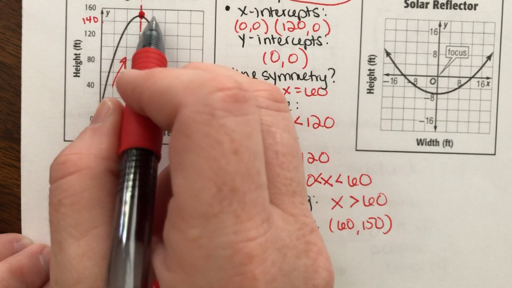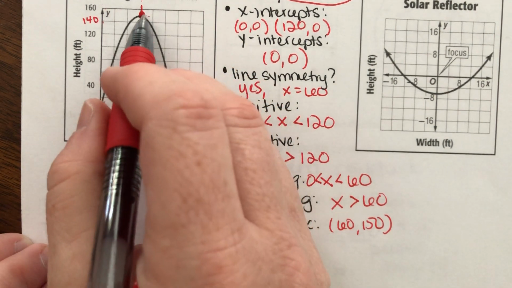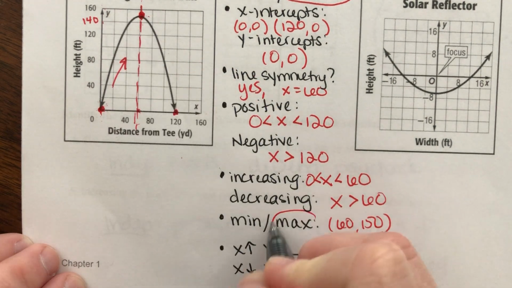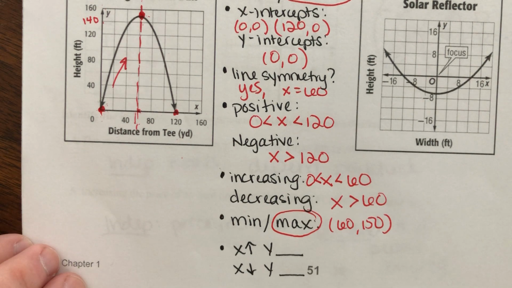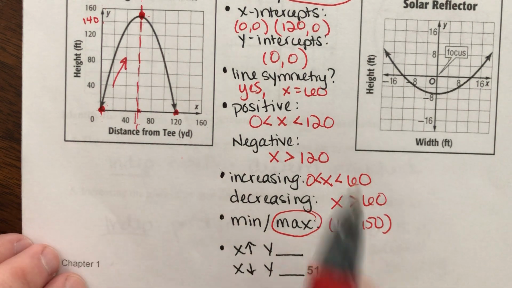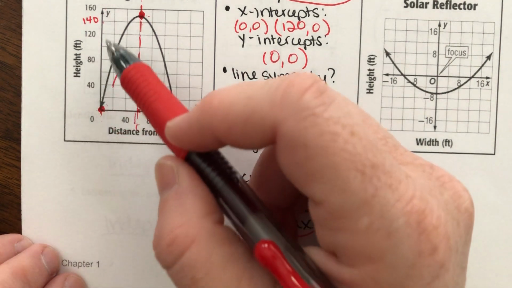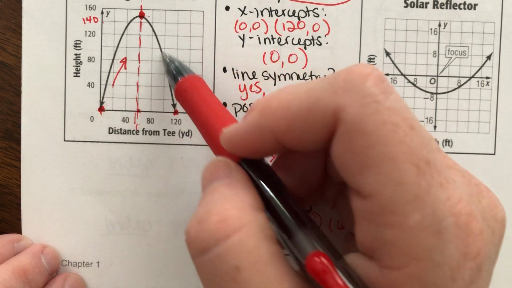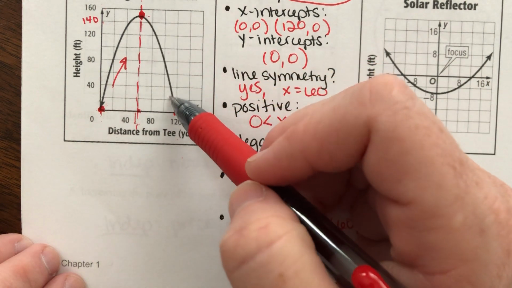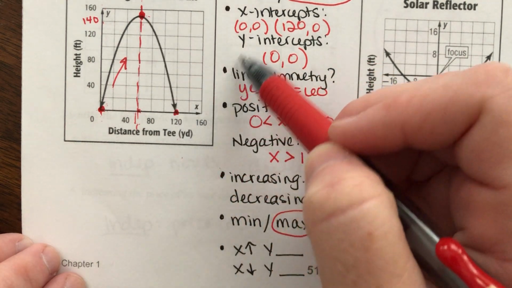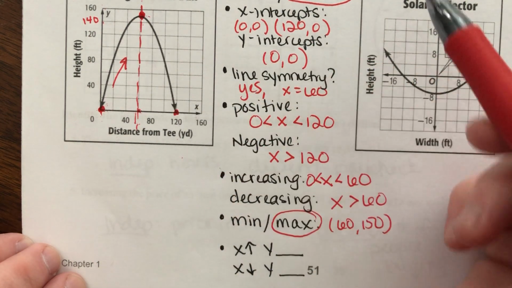We went up, we changed direction, we went down. That's the highest point we got to, so that's a relative maximum. And there is no other direction change, so there is no relative minimum. If we were riding a roller coaster, you're going up, up, up, up, up. This is the highest point you get to, and then you go down. There's no point where we're going down and we bottom out and go back up. That would be a relative minimum. We don't have that here.